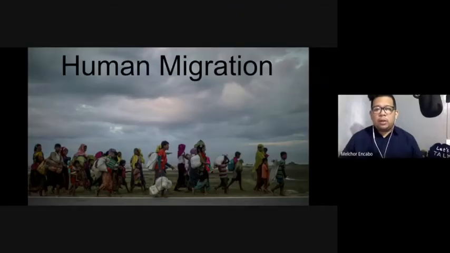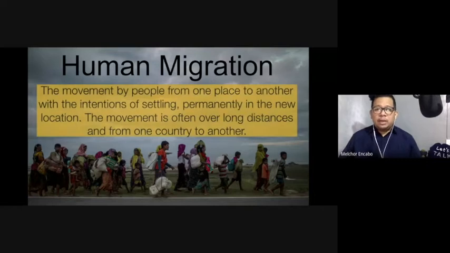No? And when we talk about migration, as we continue with our discussion, katulad ng binanggit nyo sa inyong initial answers, this is the movement by people from one place to another with the intentions of settling permanently in a new location. The movement is often over long distances from one country to another. Pero there are two types of migration, two kinds of migration that you need to understand, gentlemen.